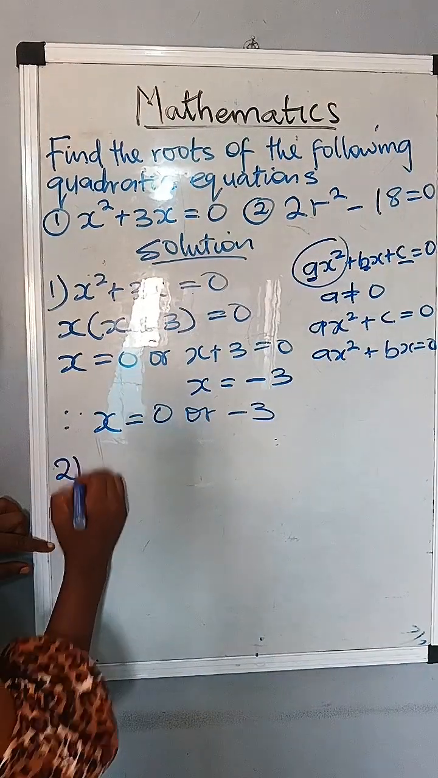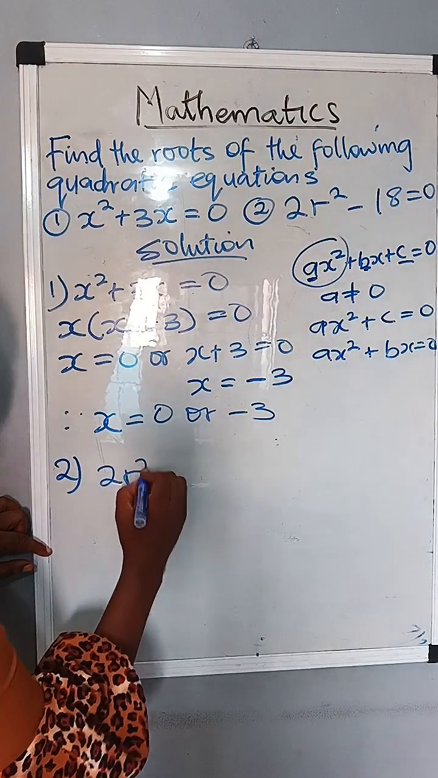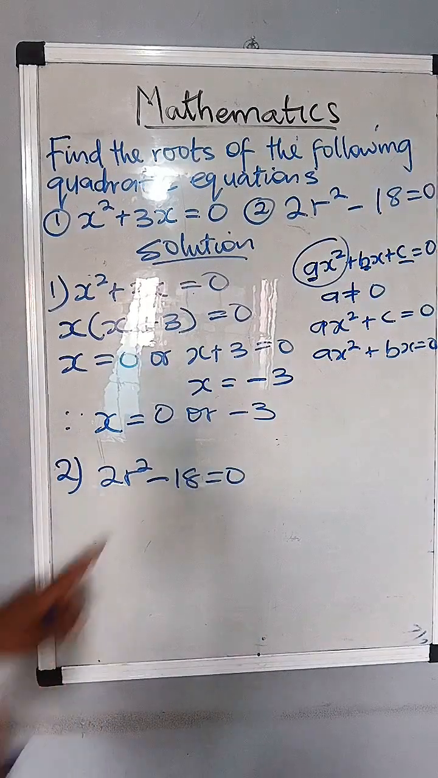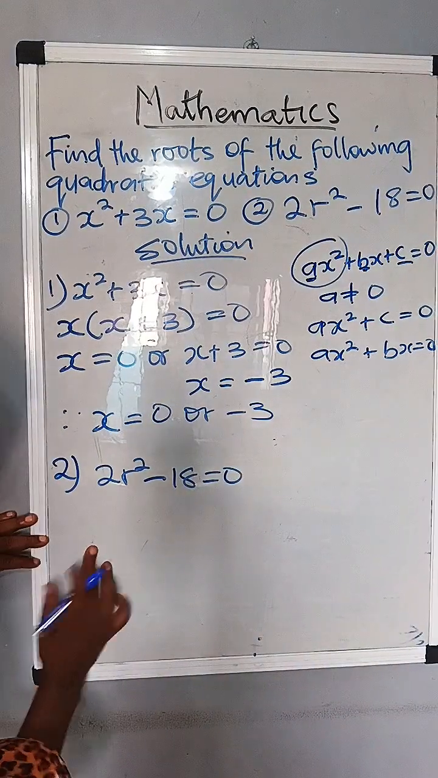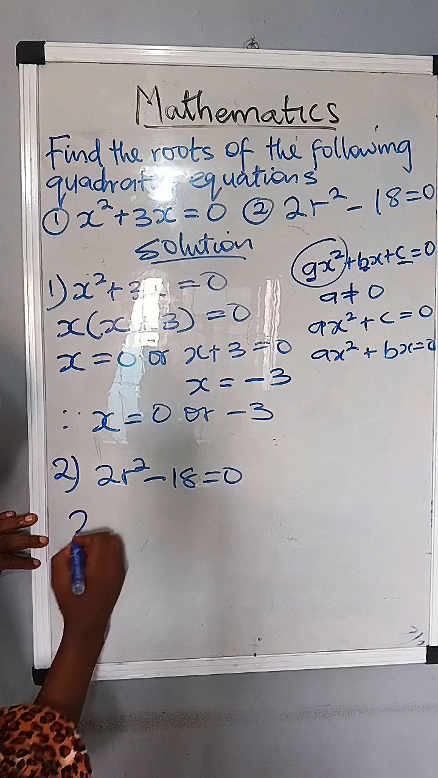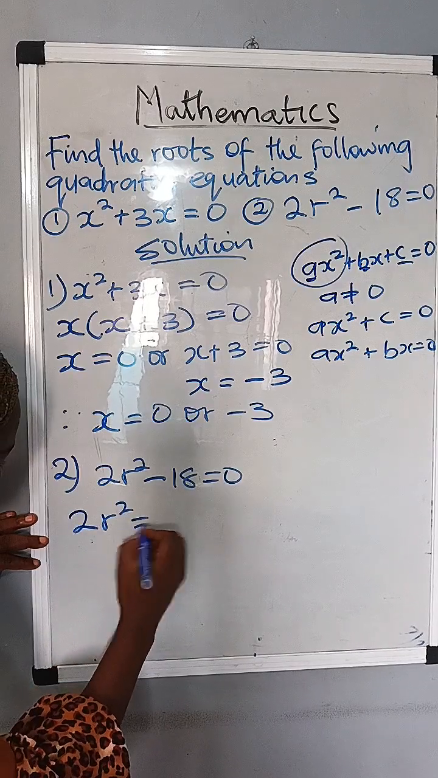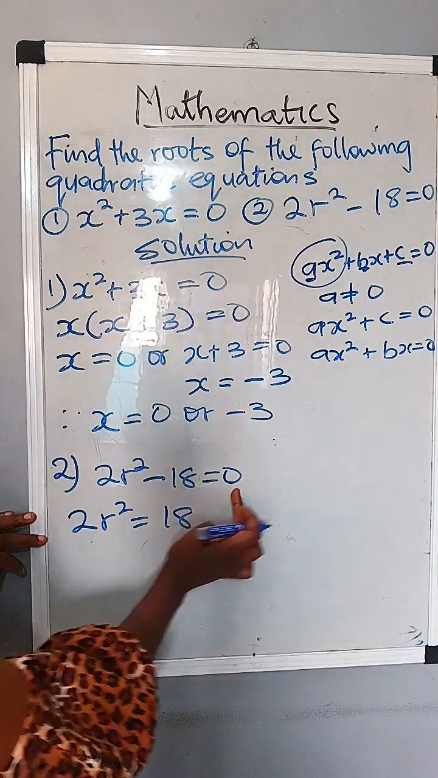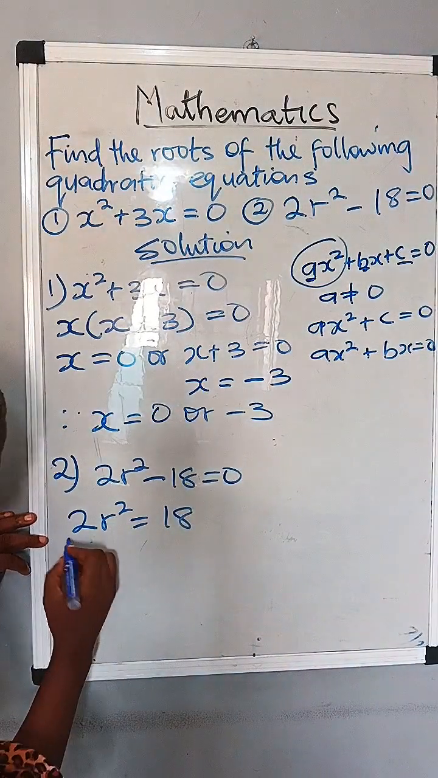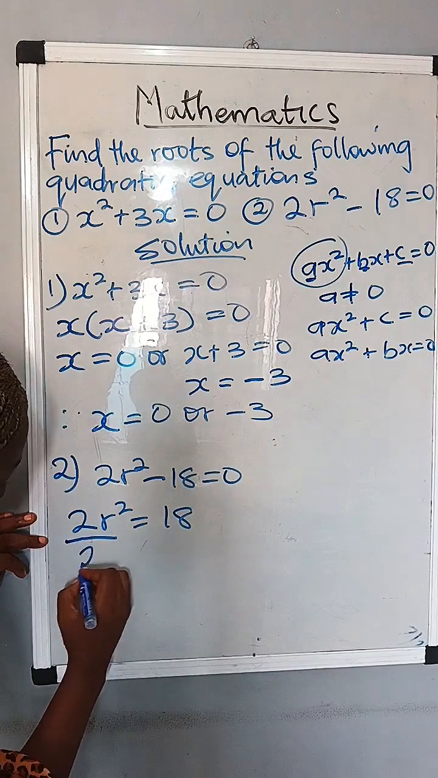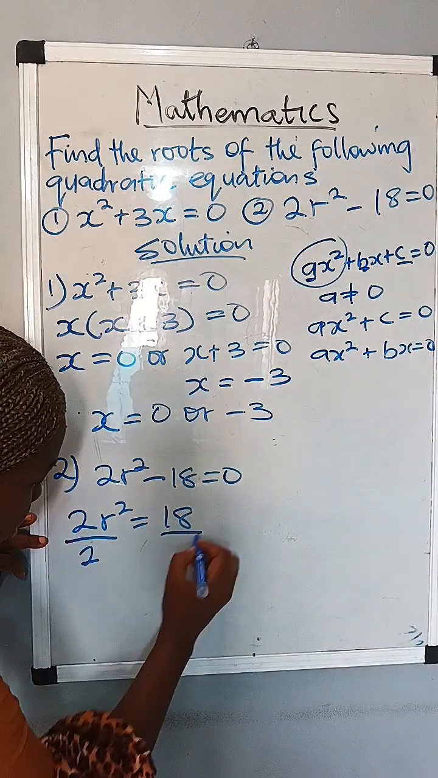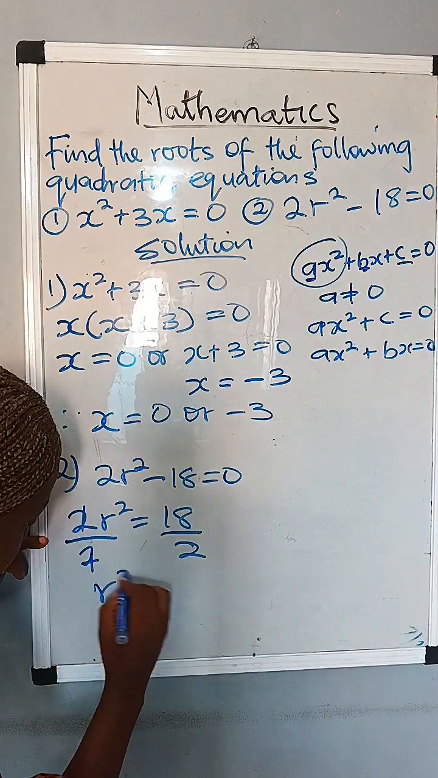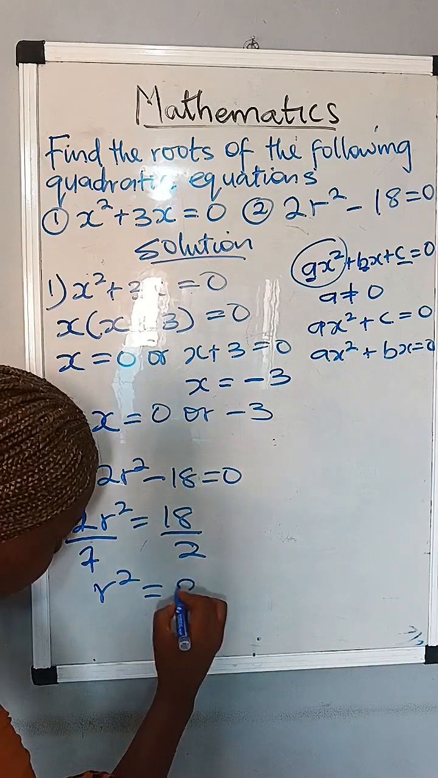So for number 2, we have 2r squared minus 18 equal to 0. We are going to find the roots of this quadratic equation. So this is the same thing as 2r squared equal to 18. Moving 18 over to this side, it will be 0 plus 18, and that is 18. You divide both sides by 2 to eliminate this 2 here. This cancels this, and we are left with r squared, which is equal to 9.